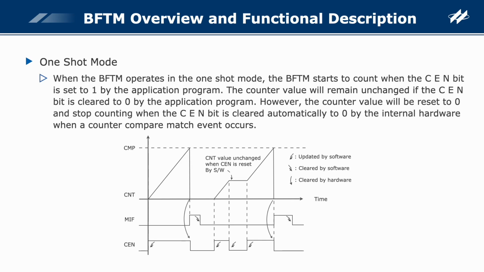When the BFTM operates in the one-shot mode, the BFTM starts to count when the CEN bit is set to 1 by the application program. The counter value will remain unchanged if the CEN bit is cleared to 0 by the application program. However, the counter value will be reset to 0 and stop counting when the CEN bit is cleared automatically to 0 by the internal hardware when a counter compare-match event occurs.